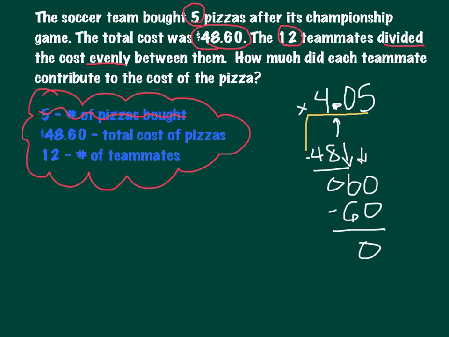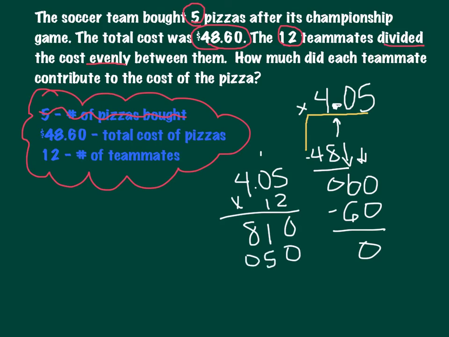When we check our answer, $4.05 times 12. 5 times 2 is 10. 0, 1, 8. 0, 5, 0, 4. 0, 6, 8, 4. Count your decimal places. 1, 2, 1, 2. Put your decimal here, $48.60.